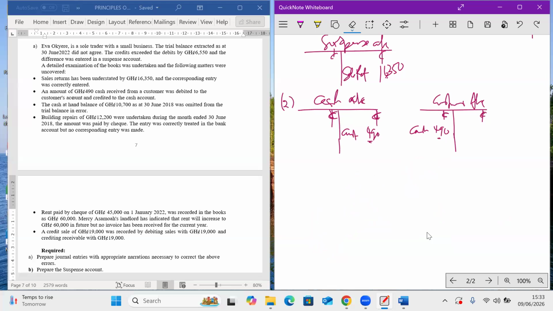An amount of 490 Ghana cedis cash received from a customer was debited to the customer's account and credited to the cash book. So which of the accounts has the error? Identify the account with error. Which of them has the error? Okay, hold on. What should be the correct entries?